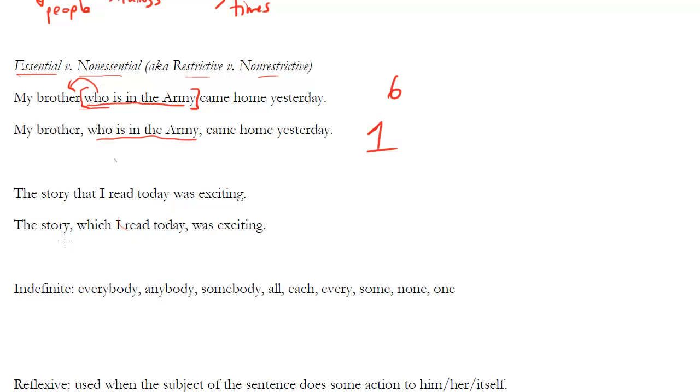Whereas in this sentence, the story, which I read today, was exciting. The fact that I read it today is not as important as it was in the original, which is why we put commas around it and we use which instead of that. Now, whether you use that or which, that's a whole grammar thing, not something tested on the SAT. The main point with these is being able to recognize a relative clause and know its boundaries.